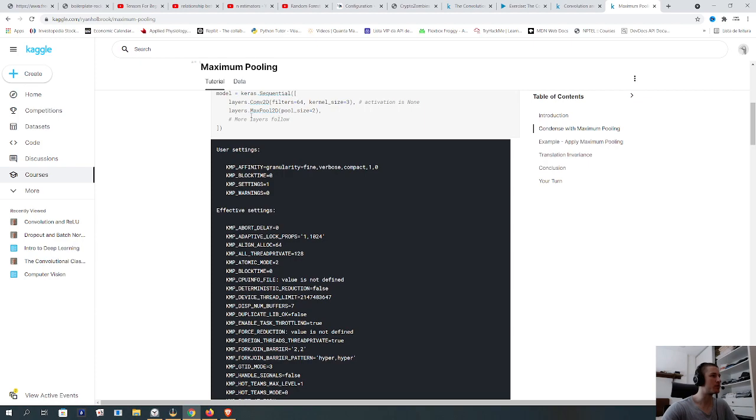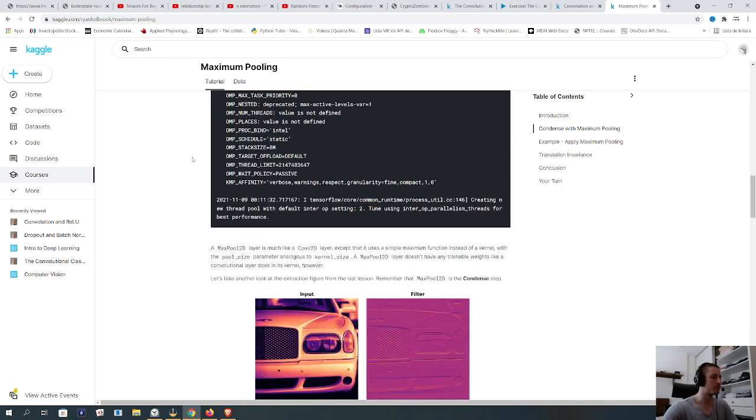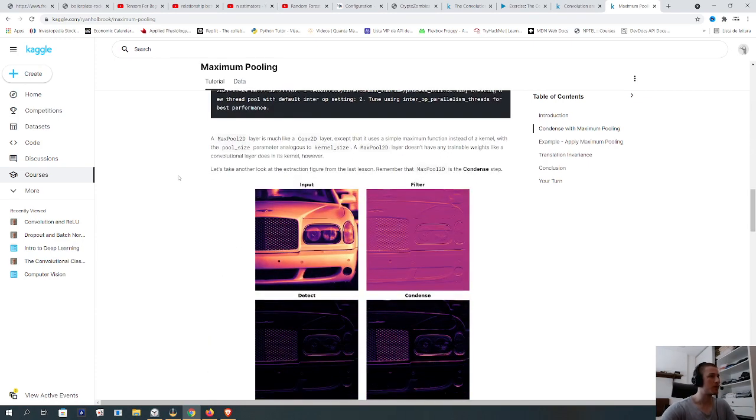So it's pretty simple, just put a method there. MaxPool2D layer is much like a Conv2D layer, except that it uses a simple maximum function instead of a kernel. The pool_size parameter is analogous to kernel_size. A MaxPool2D layer doesn't have any trainable weights like a convolutional layer does in its kernel, however.